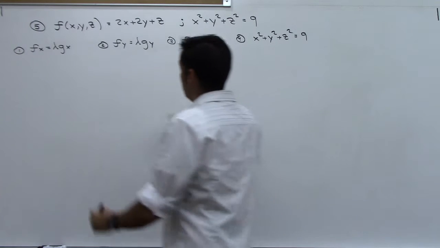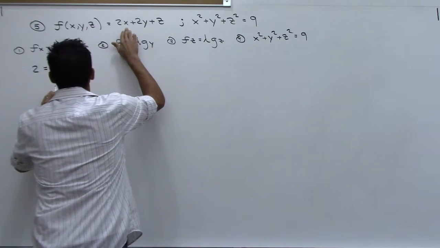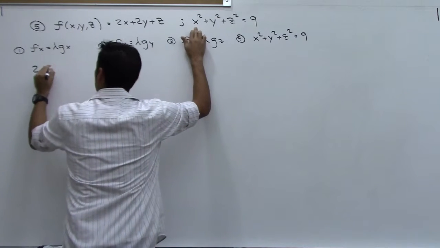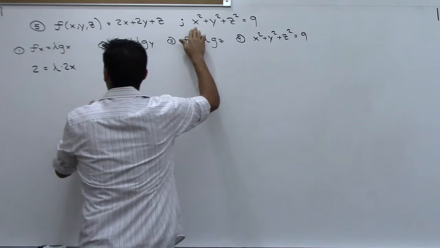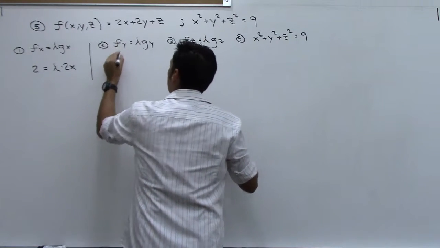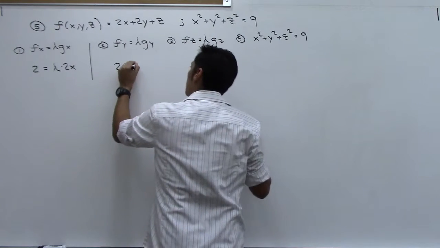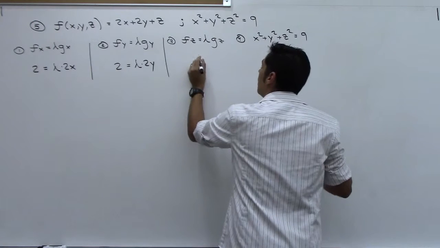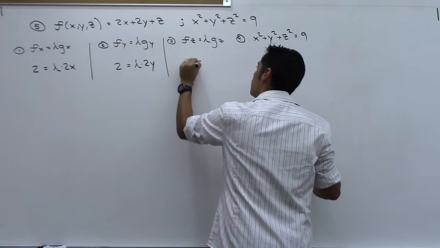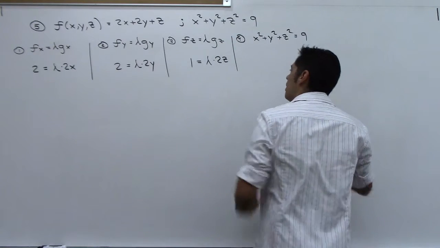Now the partial of f with respect to x is 2. Lambda times partial g with respect to x, which is just 2x. And then partial of f with respect to y is just 2 equals partial g with respect to y times lambda, so lambda times 2y. And then partial of f with respect to z, which is 1, lambda times 2z, and then our constraint.